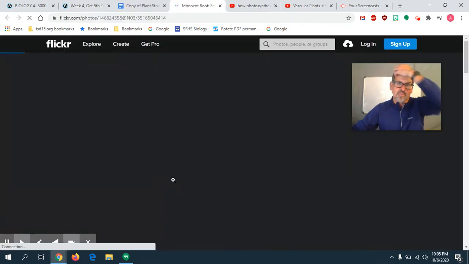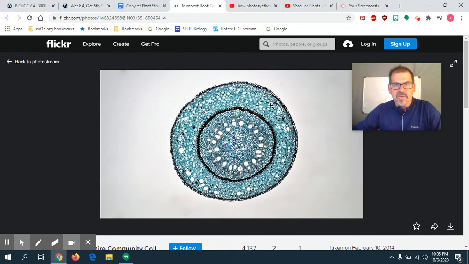It's going to take you to a separate page. And so this is what you would see if you were looking at a cross-section of a monocot root underneath the low power, where it's magnified 40 times. Now, as you can see, there's all these different cells. Yes, they are this light green. Some are clear, some are bigger, some are smaller.